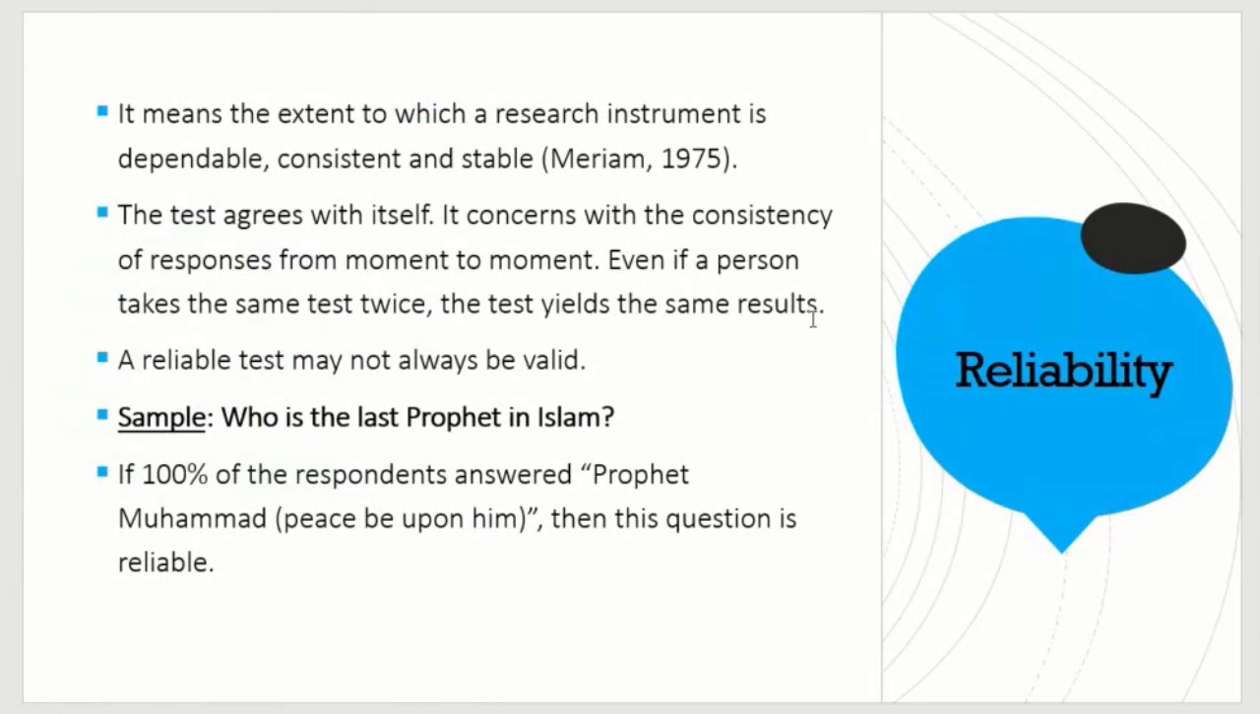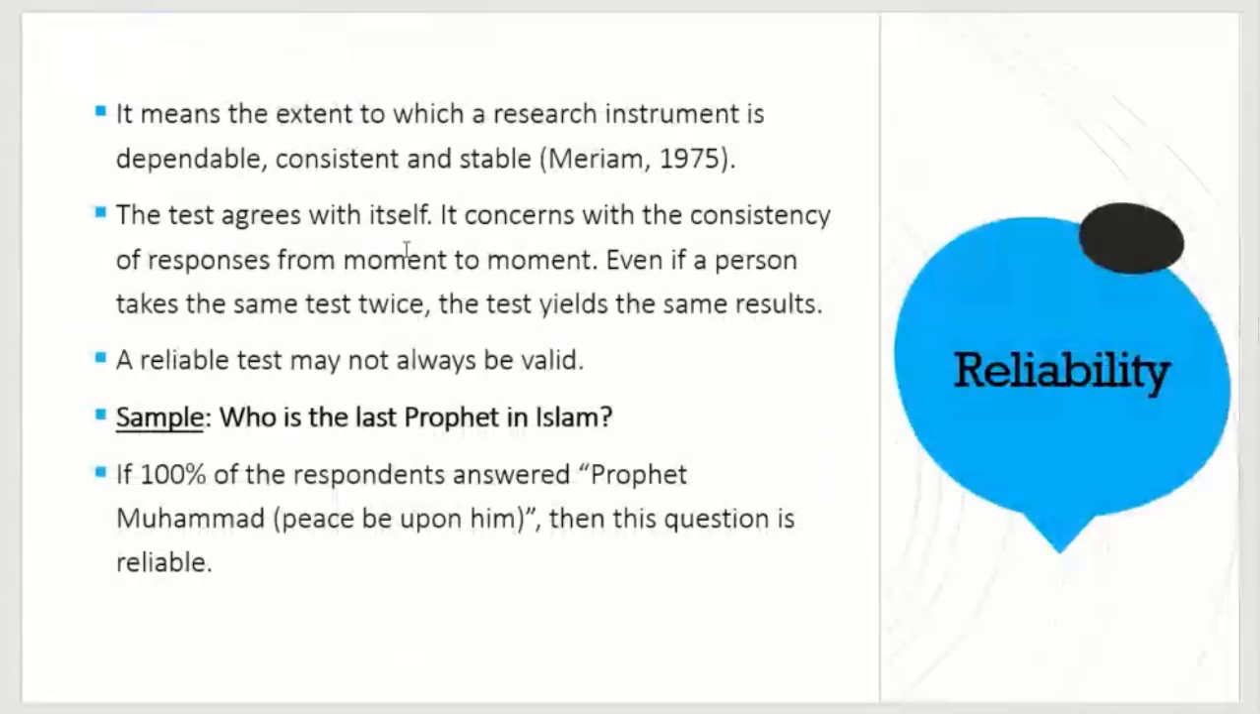So, earlier, we were talking about validity, now, reliability. So, from the word itself, reliable. So, kung reliable pa ang isang research instrument. So, anyway, reliability, it means the extent to which a research instrument is dependable, consistent, and stable.